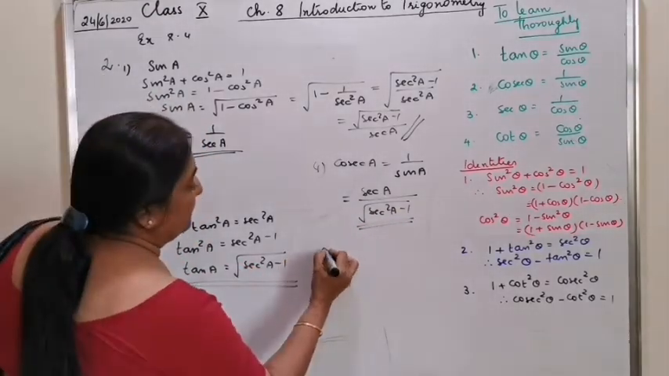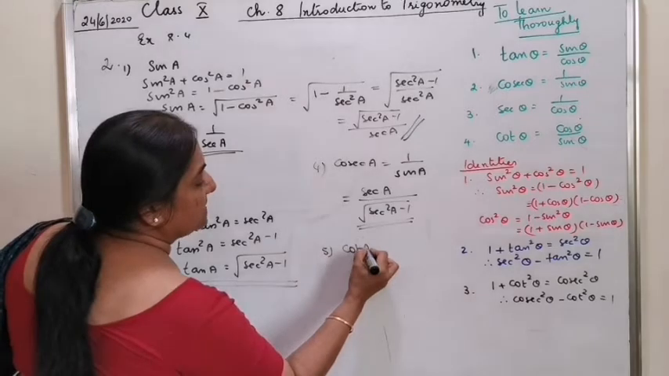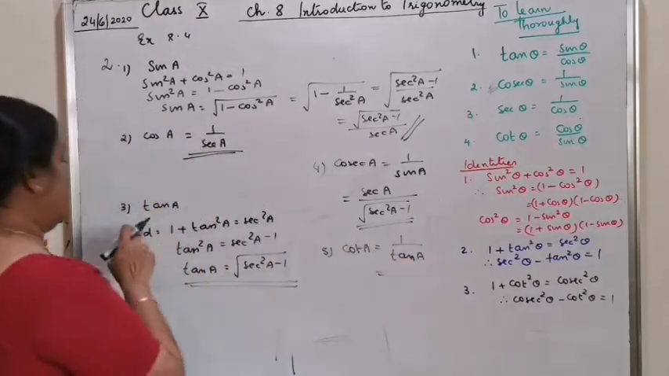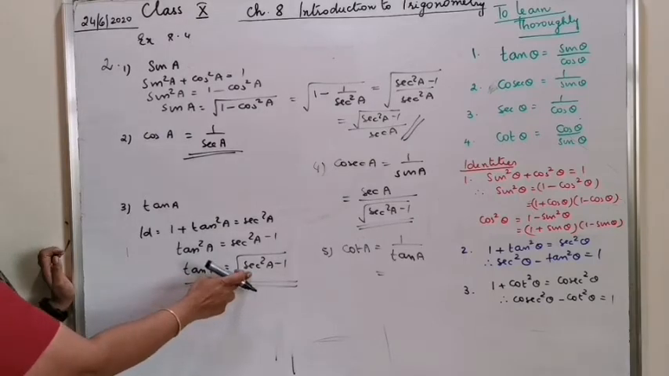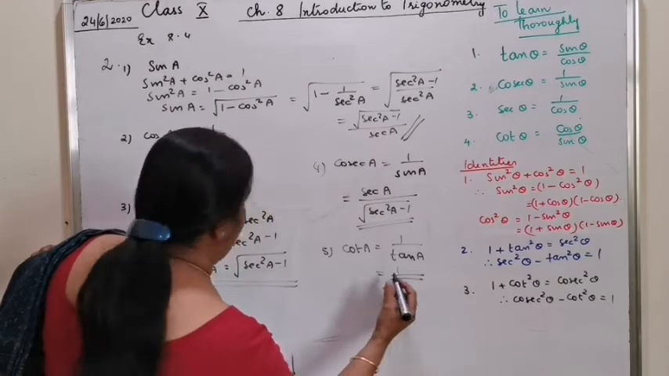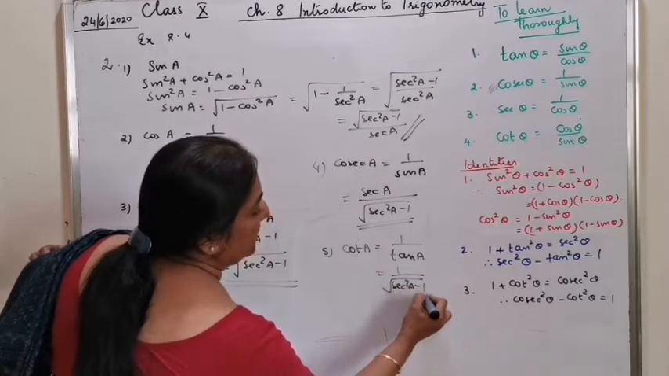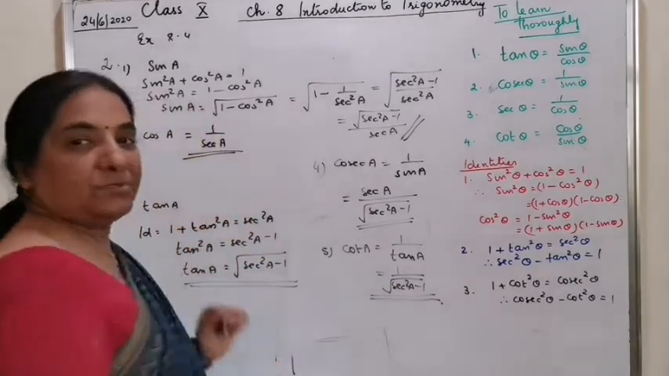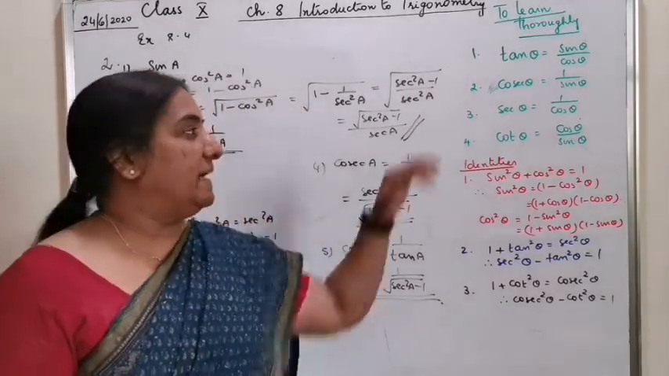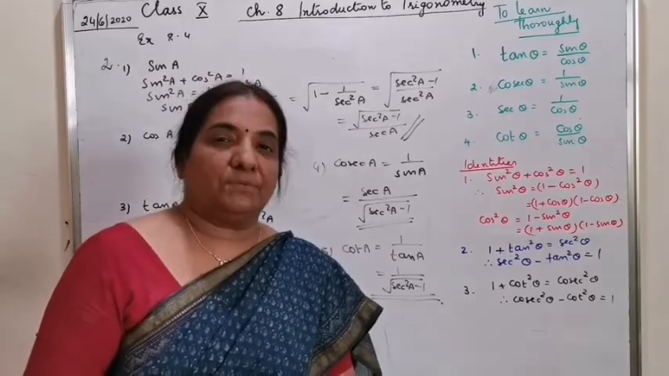Similarly, the fifth one is cot A, which is the reciprocal of tan A. Tan A already you have derived as square root of sec square A minus 1, so cot A is 1 by square root of sec square A minus 1. So these types of questions can be done only if the identities are very thorough.